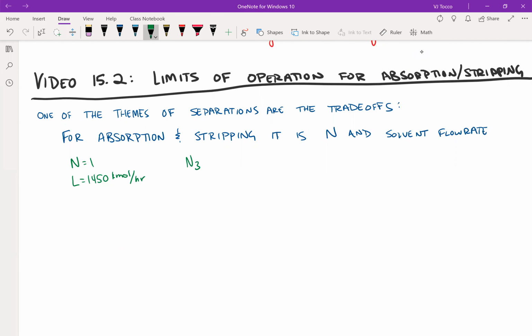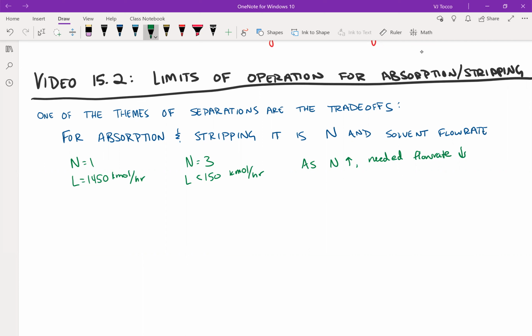And in the last video I showed you that for n equal to 3 stages, L drops down to less than 150 kmol per hour. So just like in distillation, the number of stages has an inverse relationship with the solvent flow rate. So as n increases, the needed solvent flow rate decreases, and vice versa.